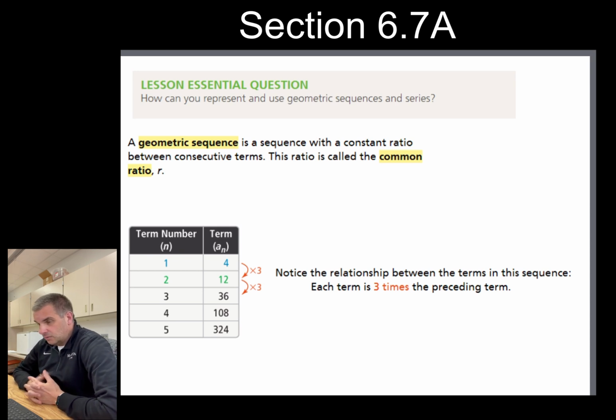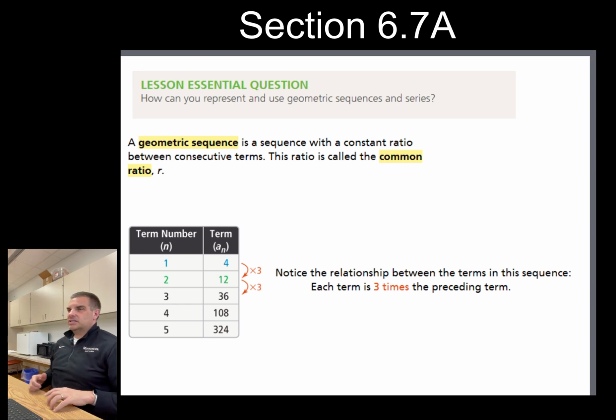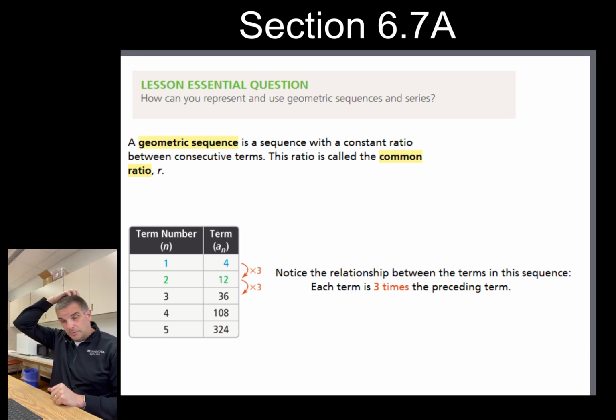So we're going to start out with just a general definition. We want to be able to represent and use geometric sequences and series today. So for that, we have to have a general explanation of what a geometric sequence is. A geometric sequence, as it says, is a sequence with a constant ratio between two consecutive terms, and that ratio is called the common ratio r.